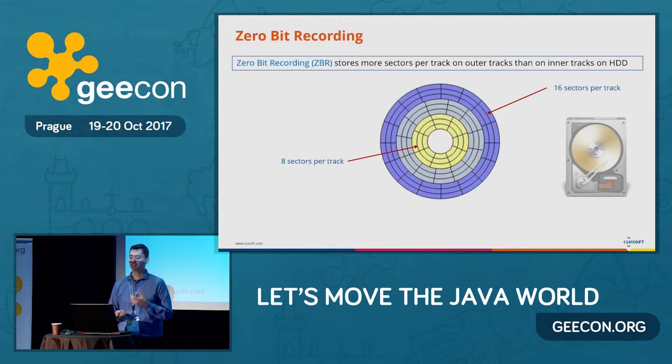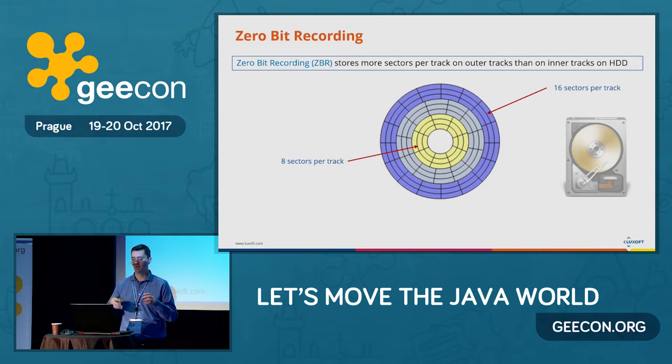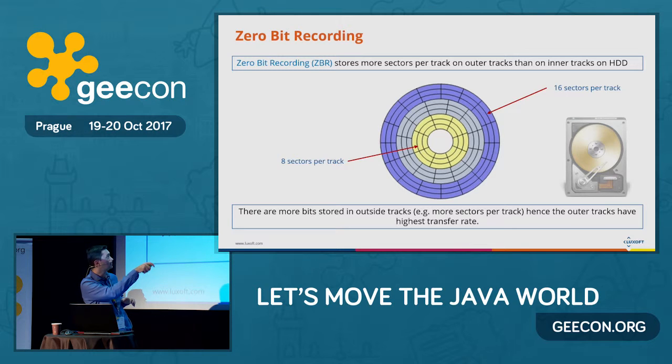Zero-bit recording is a technique mainly used for hard disk drives. Basically, how they are built: the outer tracks have more sectors. This is a physical aspect. Because the outer tracks have more sectors, there are more bits stored on the outer tracks. For example, you see here on this yellow one, there are 8 sectors per track, and on the last one there are 16. So it's normal there are more bits per track. And because of that, the throughput is higher when you read and write data on the outer tracks.